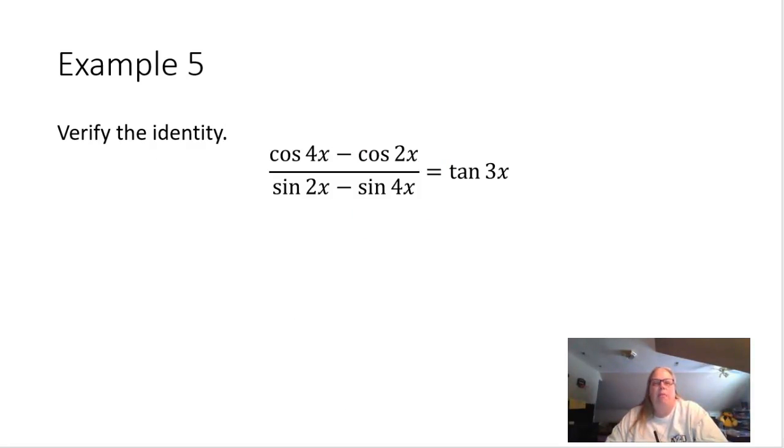Example 5, verify the identity. The cosine of 4x minus the cosine of 2x divided by the sine of 2x minus the sine of 4x is equal to the tangent of 3x.